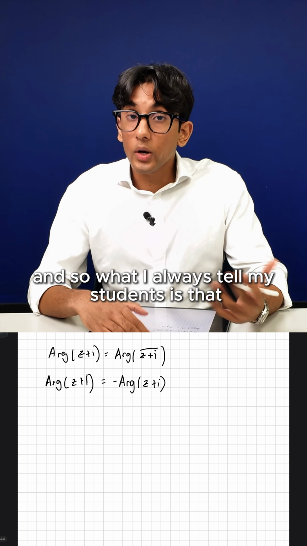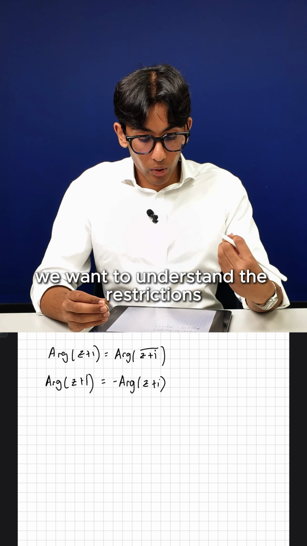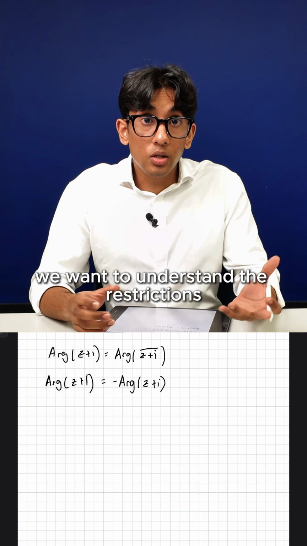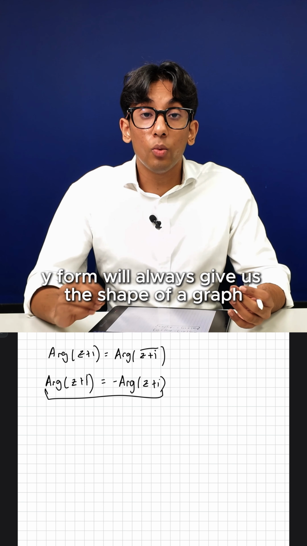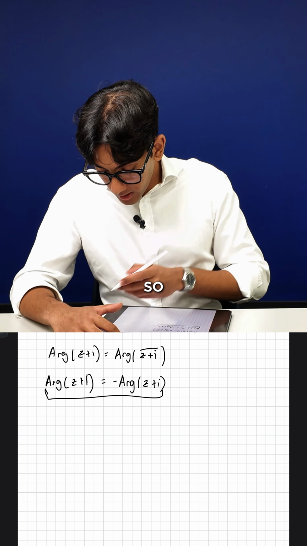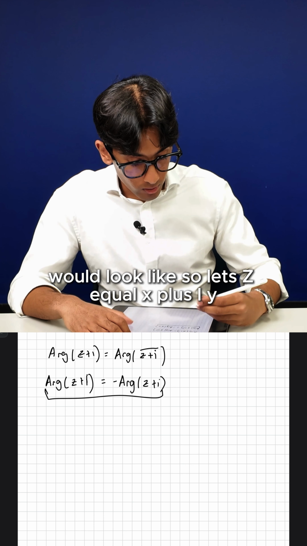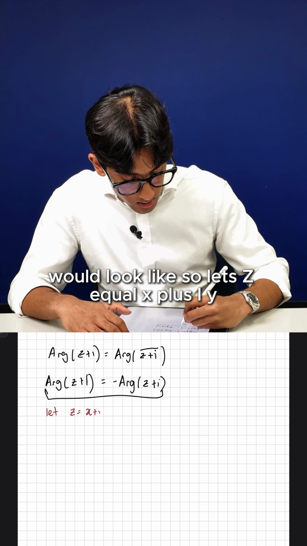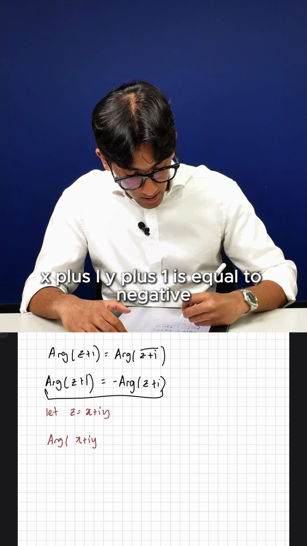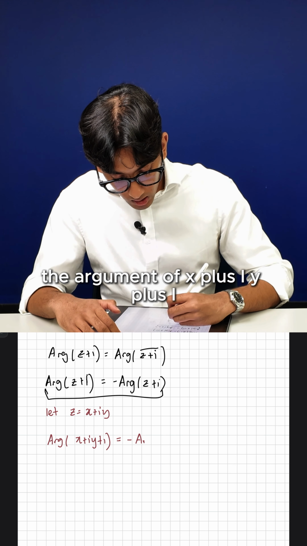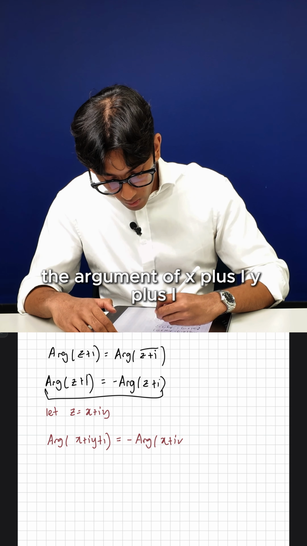seen it before. And so what I always tell my students is that we want to understand the restrictions of a locus using this form, but the x plus iy form will always give us the shape of a graph. So let's try and figure out what the shape of this graph will look like. So let z equal x plus iy. That would mean that we are looking for the argument of x plus iy plus 1 is equal to negative the argument of x plus iy plus i.